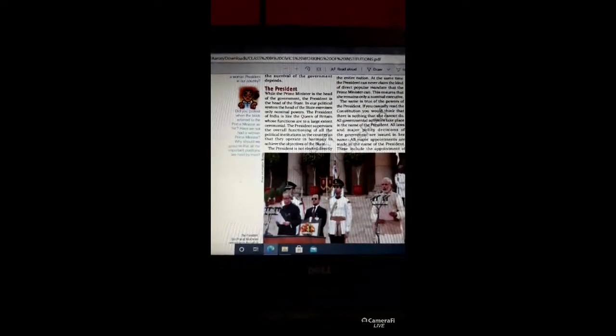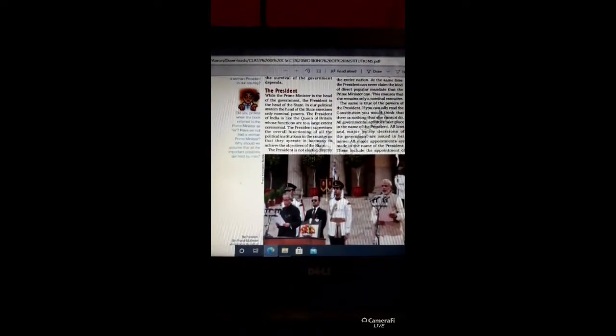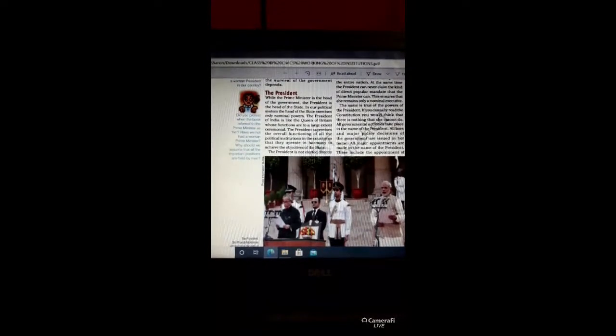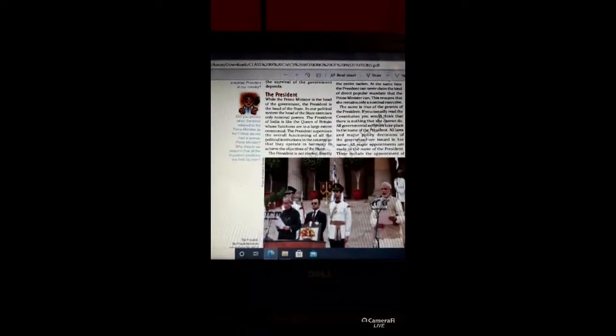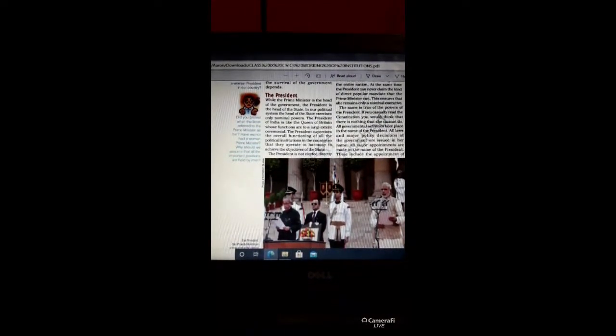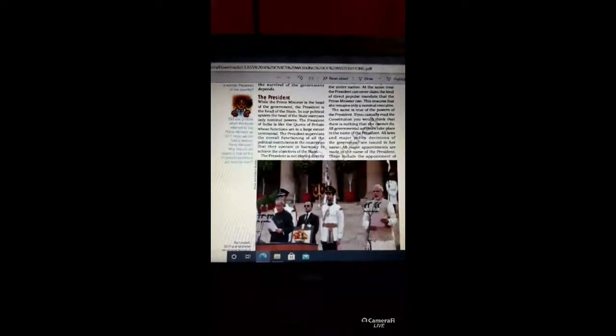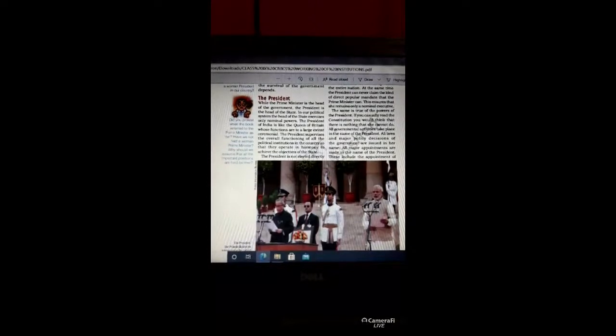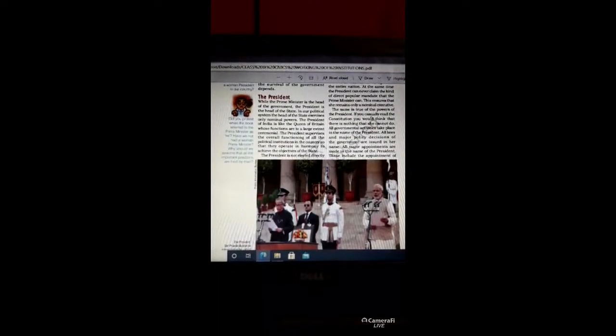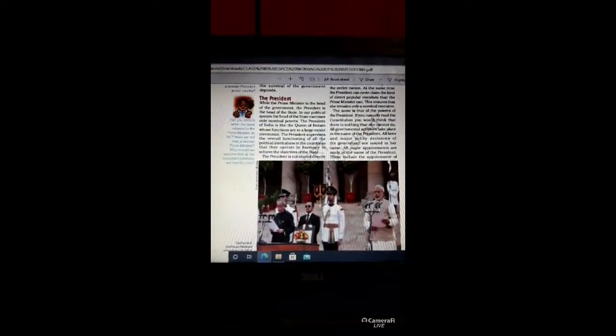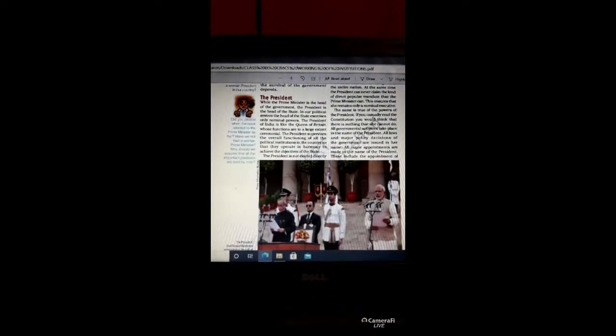President. So the President is the head of the state. We all know he is the head of the country. So the President supervises the overall functioning of all the political institutions in India, so that they operate in harmony to achieve the objectives of the state. In that way, the country's harmony and peace is something he can achieve. That is also the matter of the President. He looks after all these things.